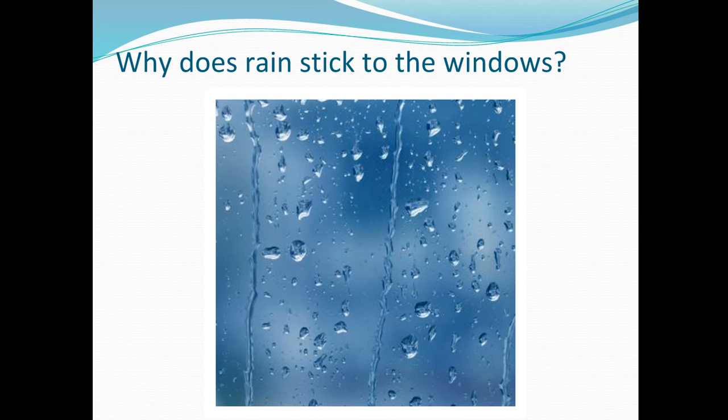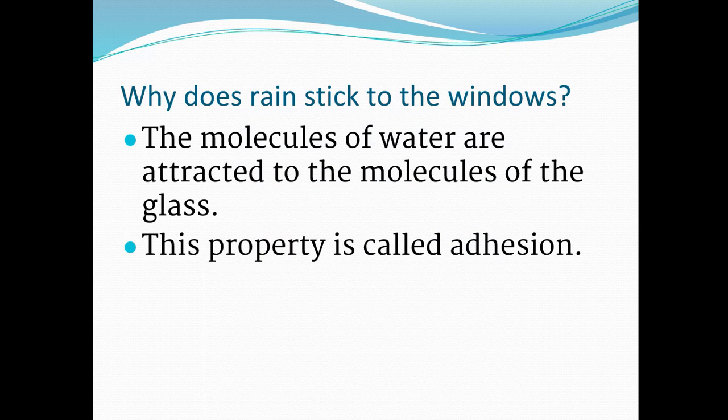So, we begin with a basic question, something that you've probably all seen, especially if you've lived in Rochester, New York for any part of your life: why does rain stick to windows? The answer is that the molecules in the water actually are attracted to the molecules in the glass. This is a property that water exhibits known as adhesion.